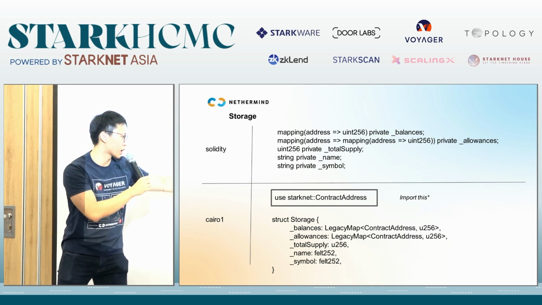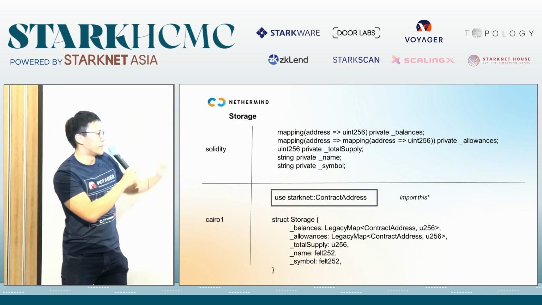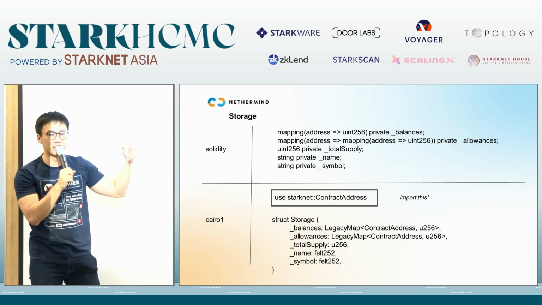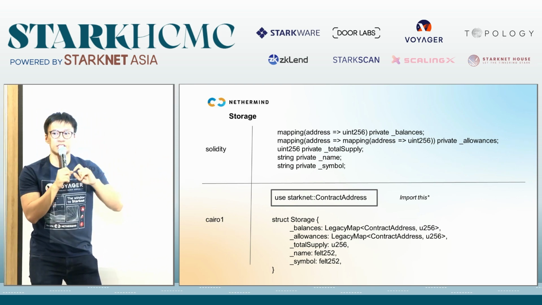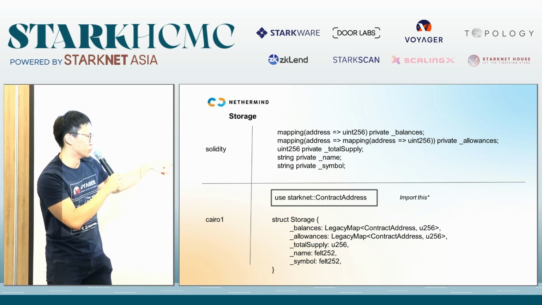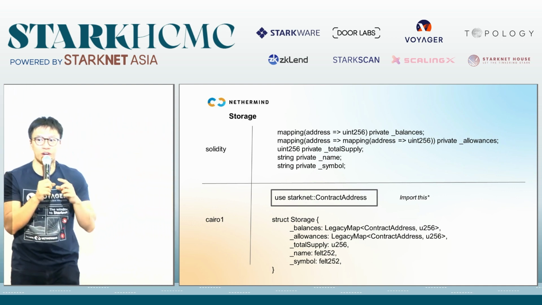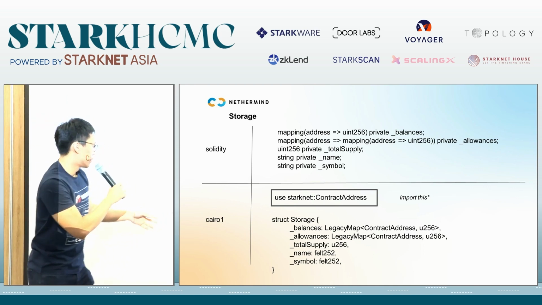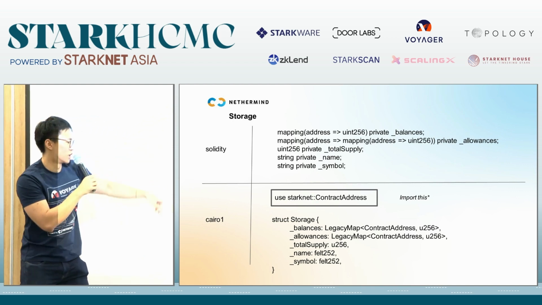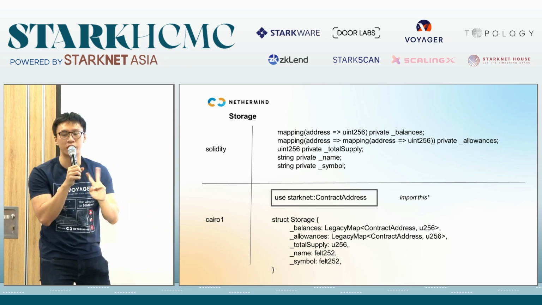We have to declare a struct, and then we put all these things into the struct. Mapping is now known as LegacyMap, and address is known as ContractAddress. The only difference is that you need to import the ContractAddress type from a predefined module, so you have to use starknet::ContractAddress. And then this is the value. uint256 is u256 in Cairo 1, and uint256 total supply over here is now u256. It's very similar except for the string, which is now replaced by felt252. So it's going to be a short string.